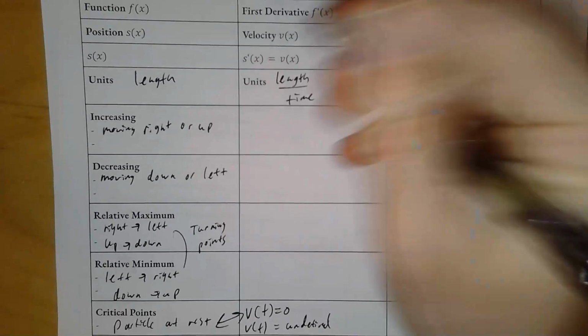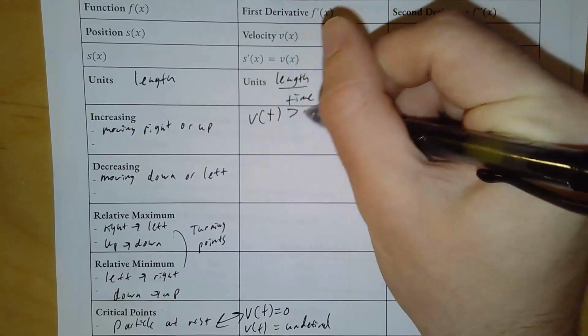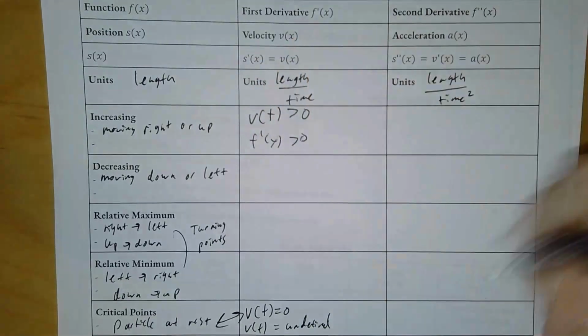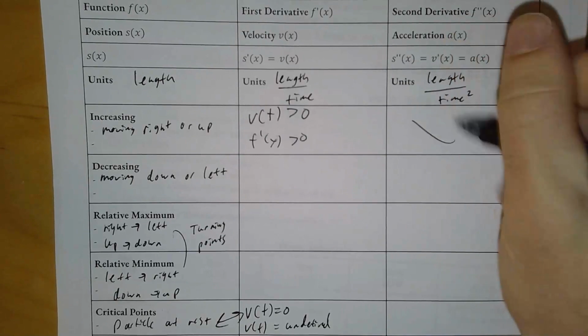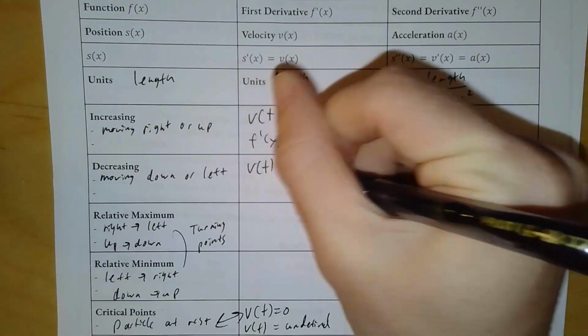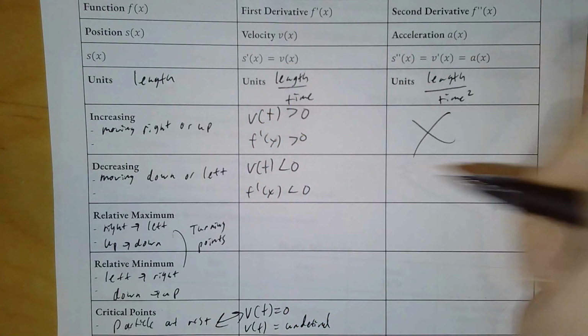So we move right or up when velocity is positive. It's that easy. When v of t is above 0, and again, you can think of this like the first derivative being above 0. You can think of them like the same thing. We don't worry about the second derivative here. Decreasing is when velocity is negative, or the first derivative is negative.